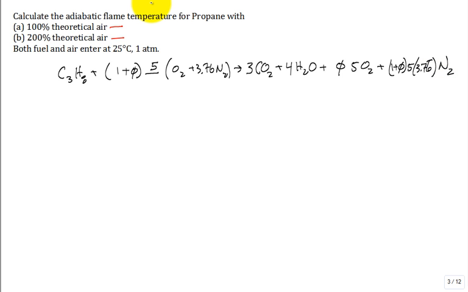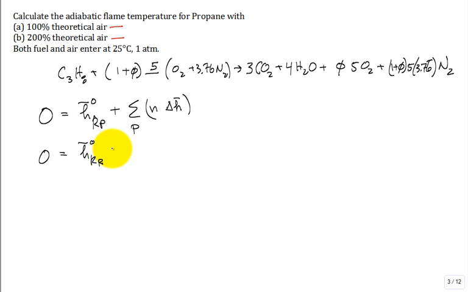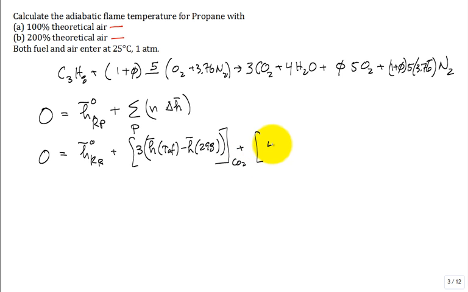Now, if I want to calculate the adiabatic flame temperature for propane, the energy balance equation goes down to the sum over all the products of the stoichiometric coefficient times the change in enthalpy. So 0 is equal to the enthalpy of combustion plus 3 times the molar enthalpy at the adiabatic flame temperature minus the molar enthalpy at 298, and that's all for the CO2. Then we'll have 4 times the molar enthalpy at the adiabatic flame temperature minus the molar enthalpy at 298.